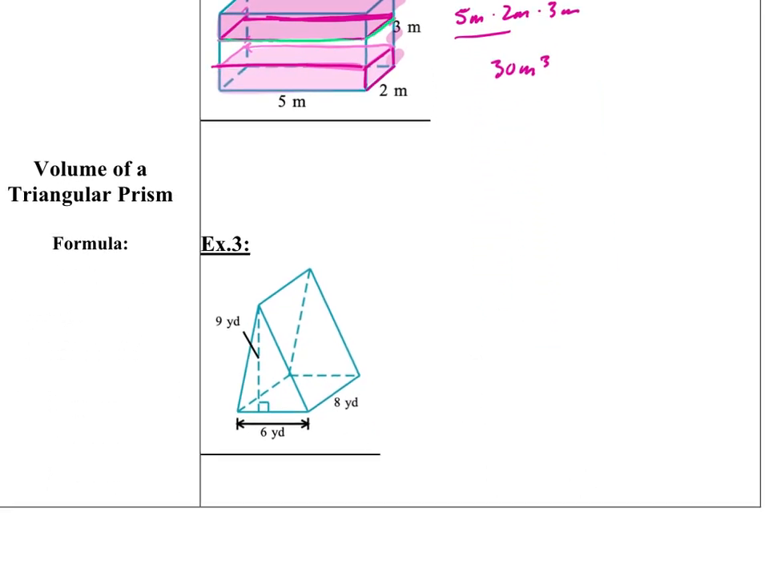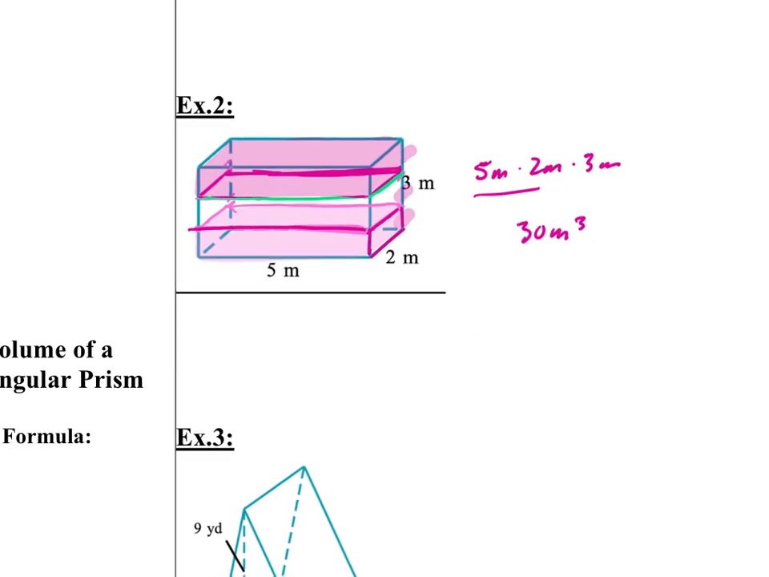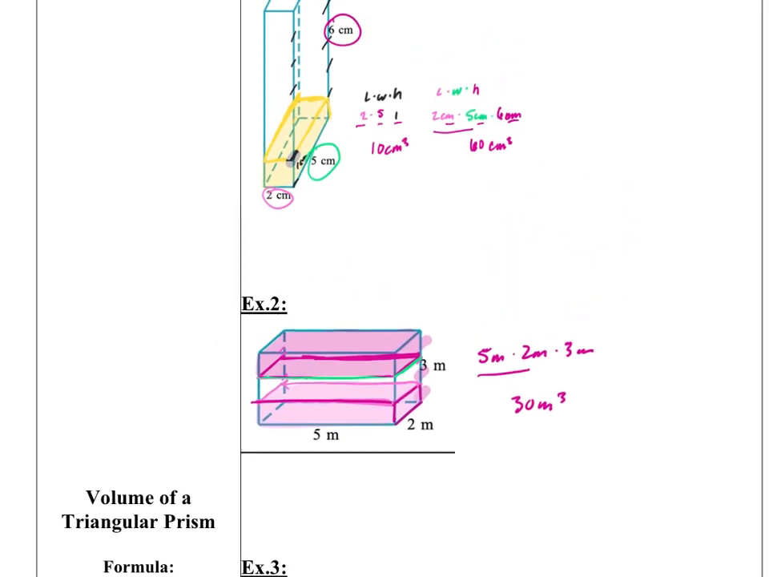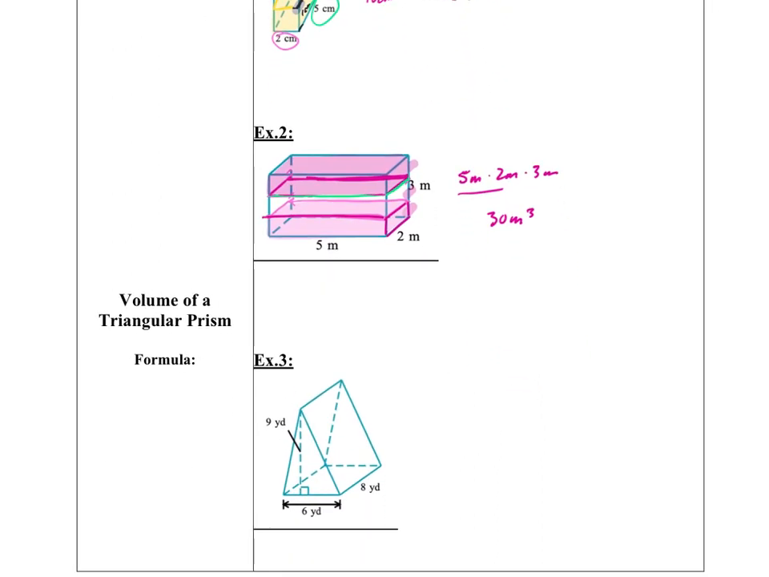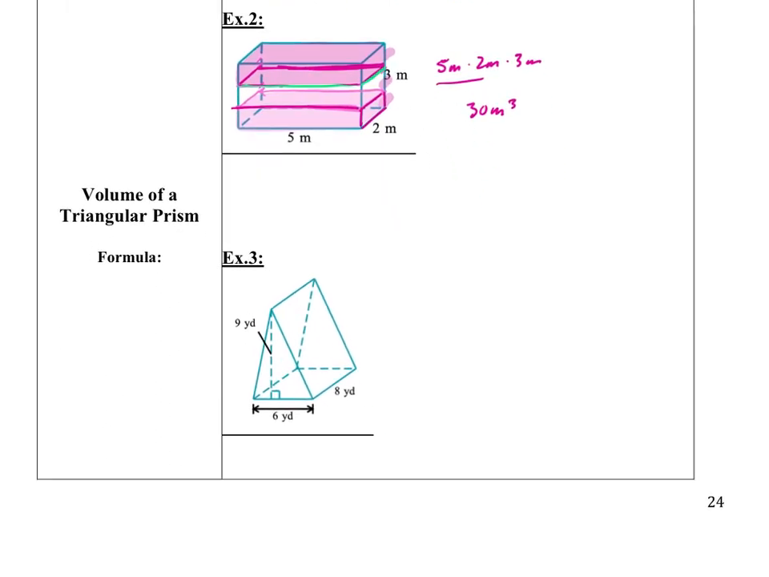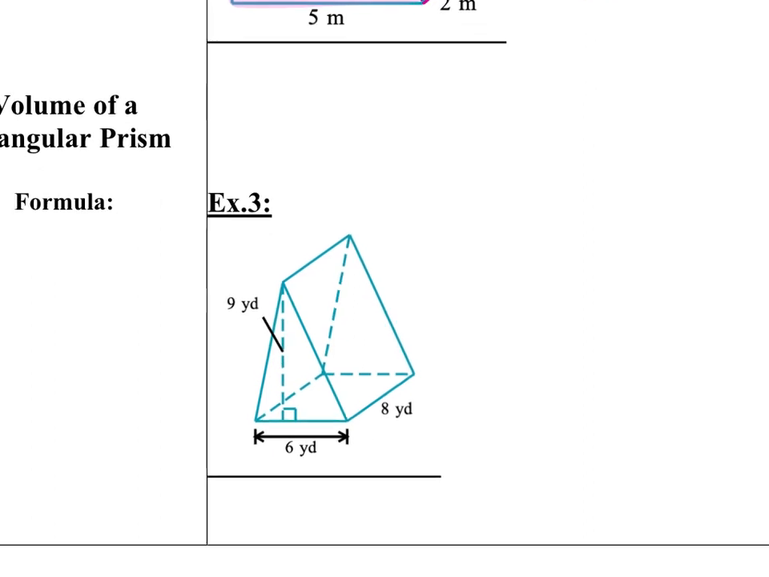Okay, so a triangular prism. Again, these were rectangular prisms, and we could break them up into rectangular pieces that were one layer. We could have done it in any way, and we could show you a different way. But here, these are triangular pieces. So when we break up those slices, we're counting that we have 8 slices of a triangle whose height is 9 yards.